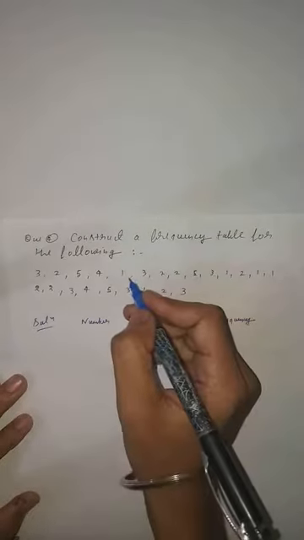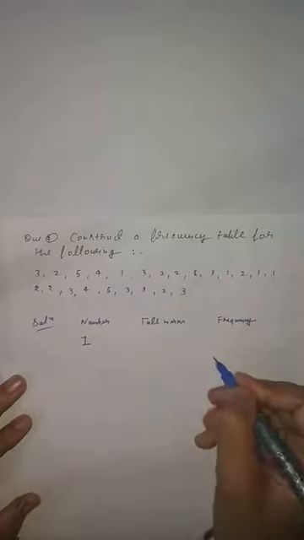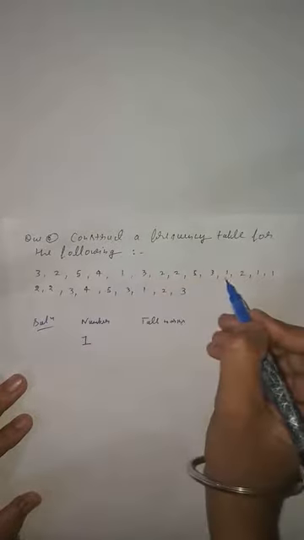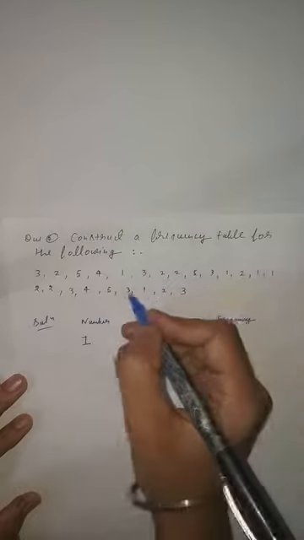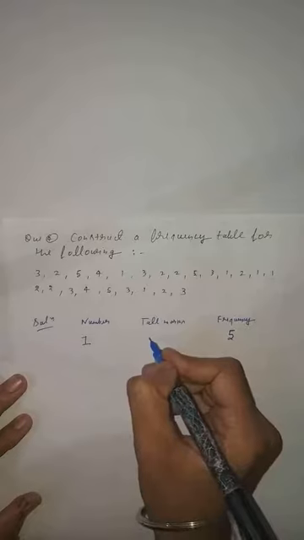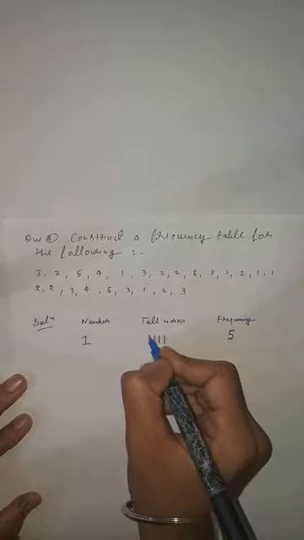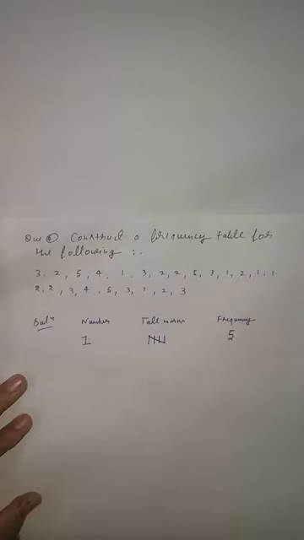First you will start from what? 1, because the smallest number is 1. So 1. How many 1s are there? 1, 2, 3, 4 and 5. So here you will write down in frequency 5, and for 5 you will draw 1, 2, 3, 4 and this one is your 5. Clear students?